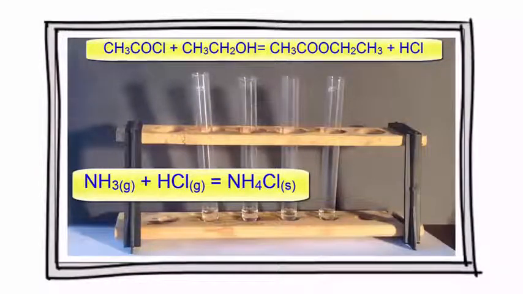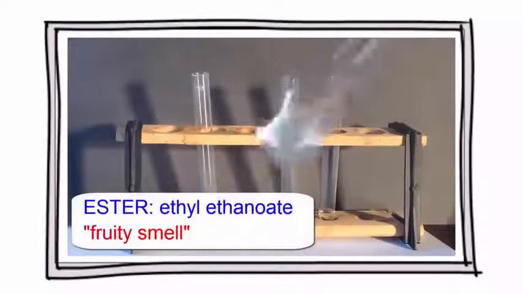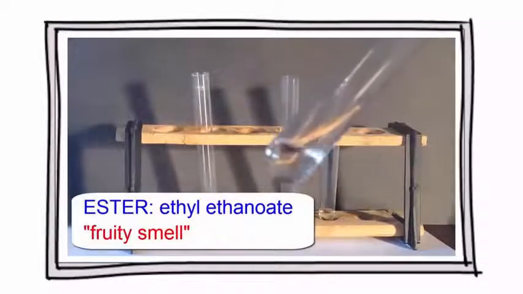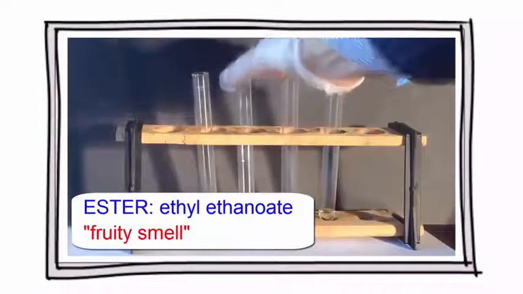So the two products: ethyl ethanoate, an ester with a fruity smell, and hydrogen chloride gas. And the ester should be present in the test tube there. It is a colourless liquid, and it'll be present with any unreacted reactant.